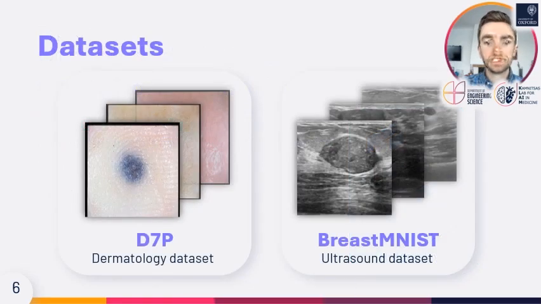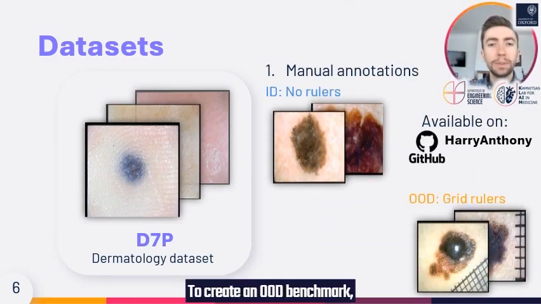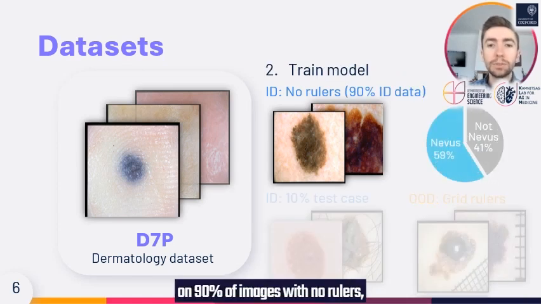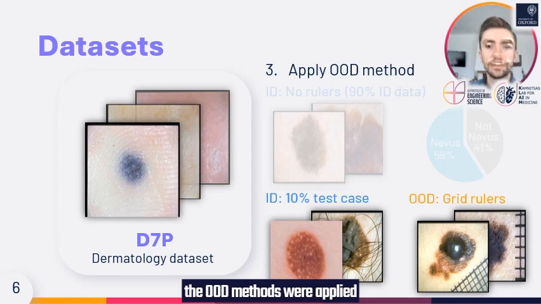Our analysis was completed on two medical datasets. The first is D7P, which is a dermatology dataset. To create an OOD benchmark, we manually annotated this dataset into two subsets, images with no rulers and images with grid rulers, with the latter being our OOD test cases. The model was then trained on 90% of images with no rulers to classify between images with nevus and images without nevus. Once the model was trained, the OOD methods were applied to see if they could separate the held out ID images from the OOD images.